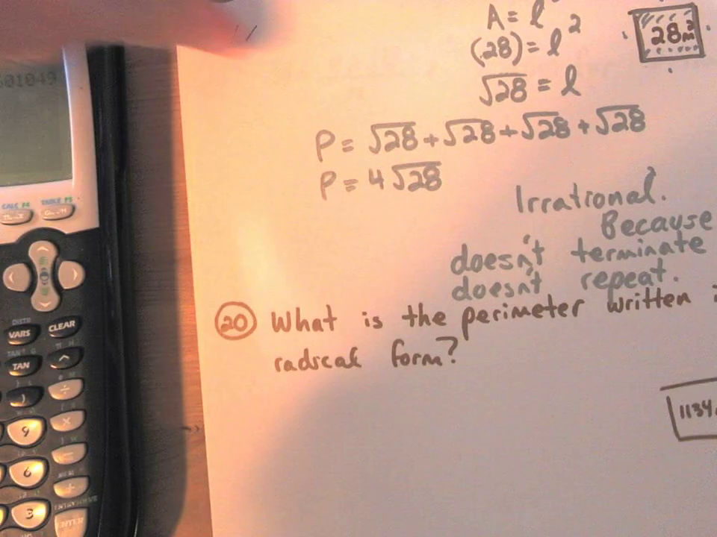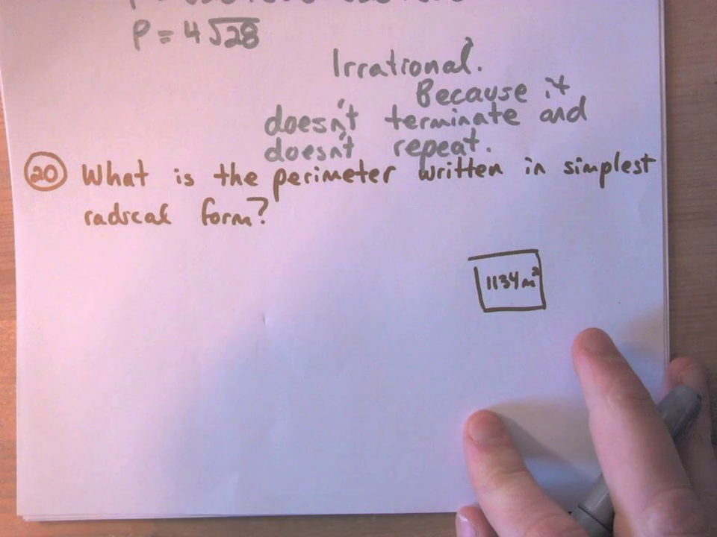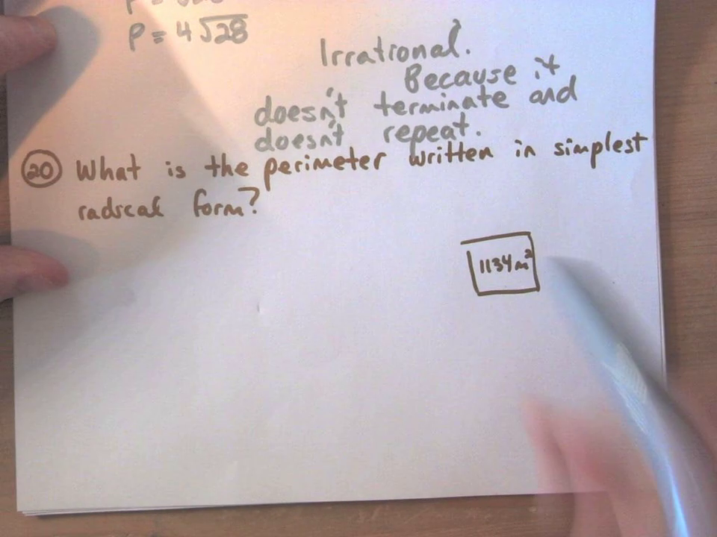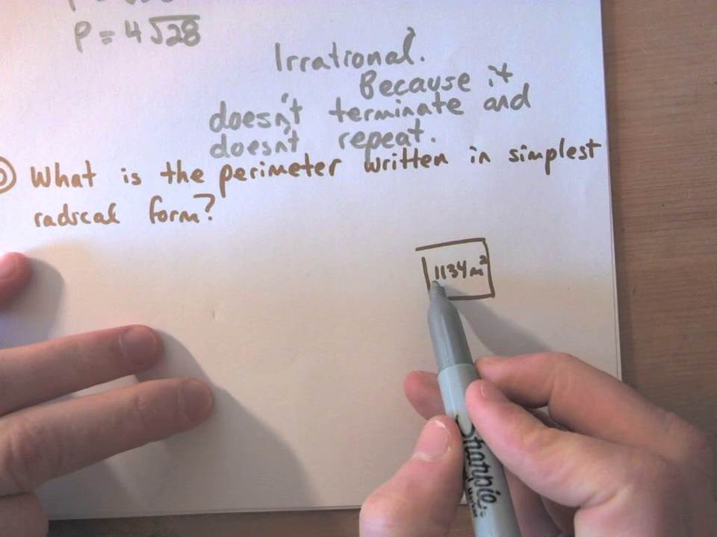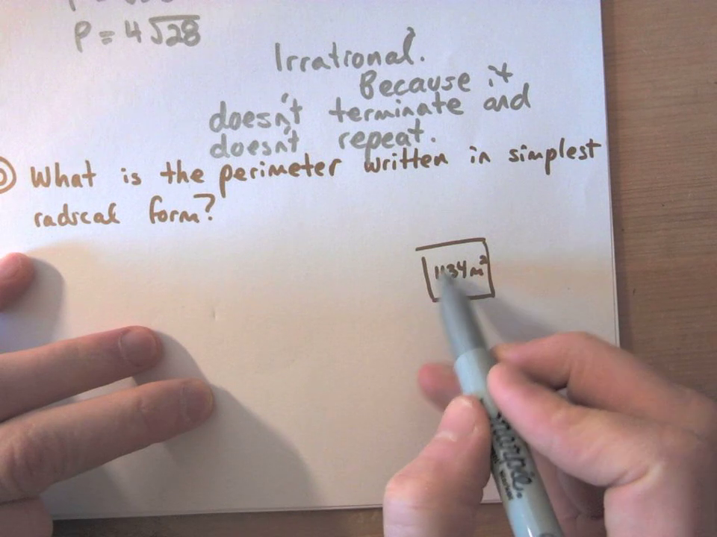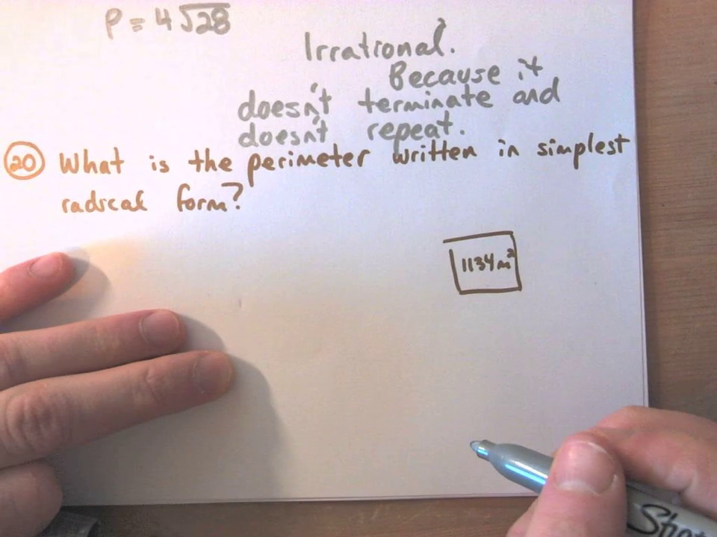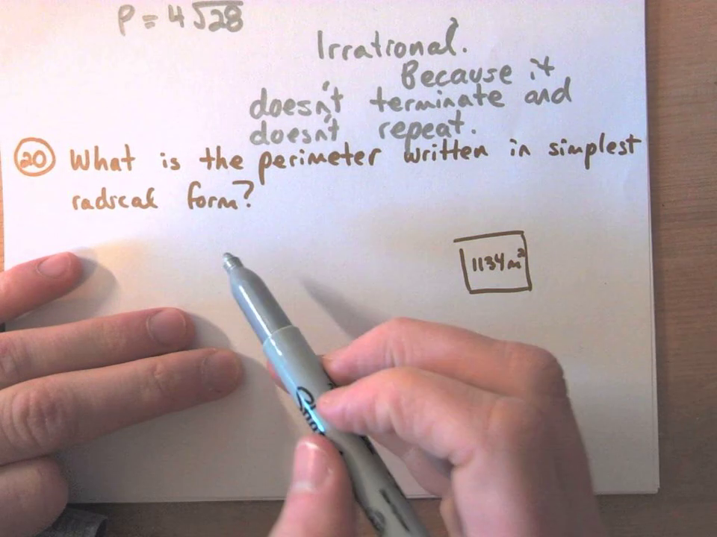Now we can move on to the next one, which is pretty similar. It's another square question. What is the perimeter written in simplest radical form for this square here? So I wrote the area on the inside. We know the area is 1,134 tiny squares, or 1,134 meters squared, which is a pretty big area. What is the perimeter written in simplest radical form?